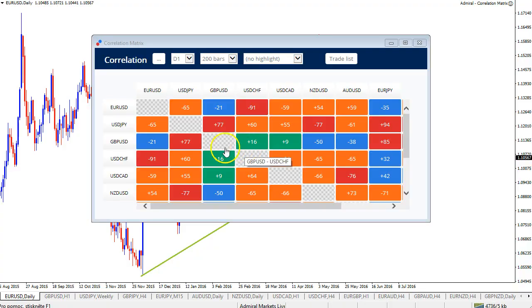Let's take a look at the Eurodollar now. First of all, before I look at the charts, I want to show you this correlation matrix that's part of the MetaTrader 4 Supreme Edition of Admiral Markets.